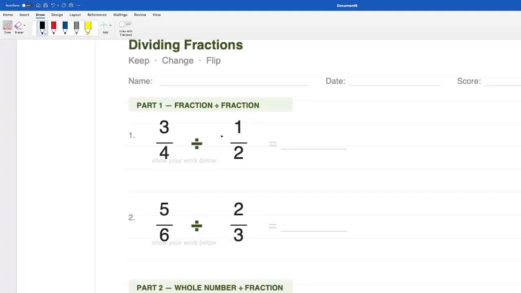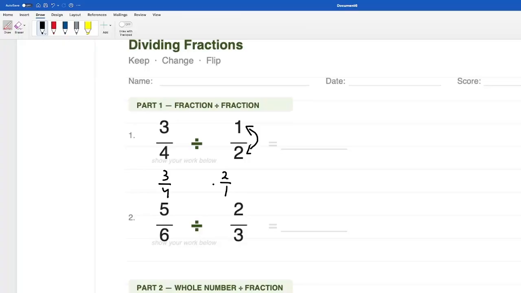We flip the second fraction. Always flip the second fraction, okay? So we're going to flip these like that, okay? That would be how we do that. And the first one would stay the same. So we're going to write this again, 3 over 4, and just to show you, this one would become 2 over 1, okay? Since we flipped it.